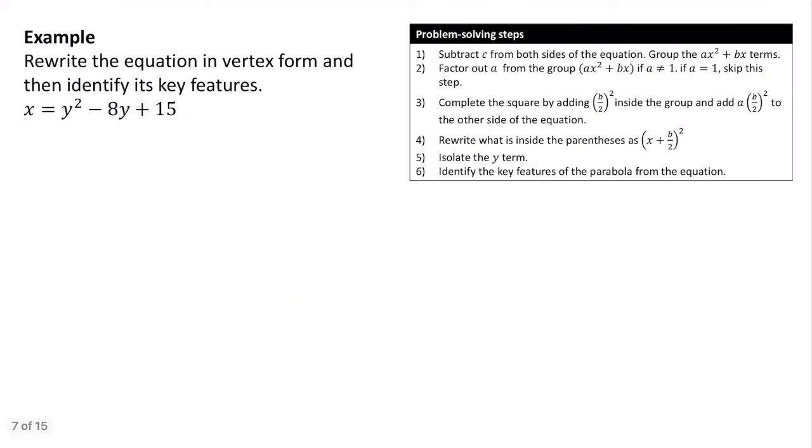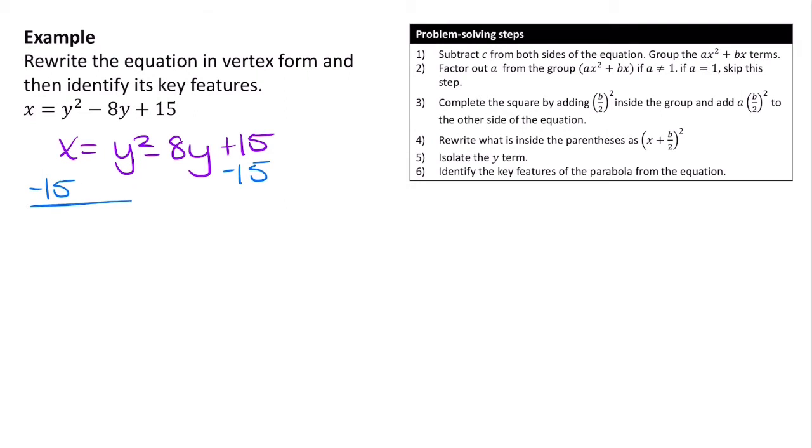So now let's rewrite this equation in vertex form and identify its key features. So I have x equals y squared minus 8y plus 15. So once again, I'm going to start off by moving the c term. So I'm going to subtract 15 from both sides. So when I subtract 15 from both sides, I get x minus 15 equals y squared minus 8y.